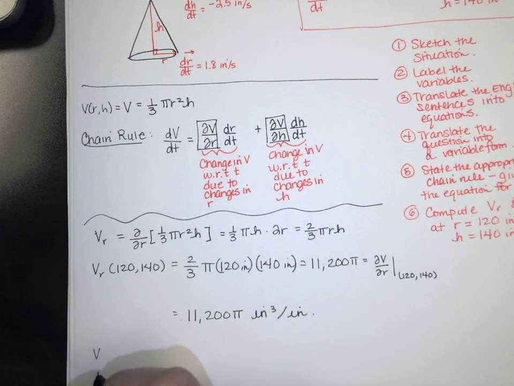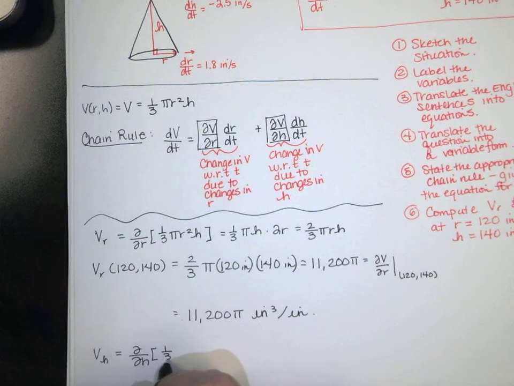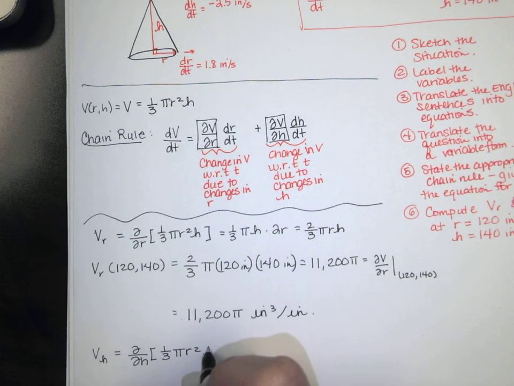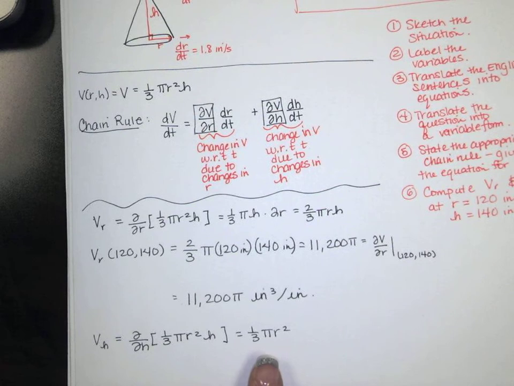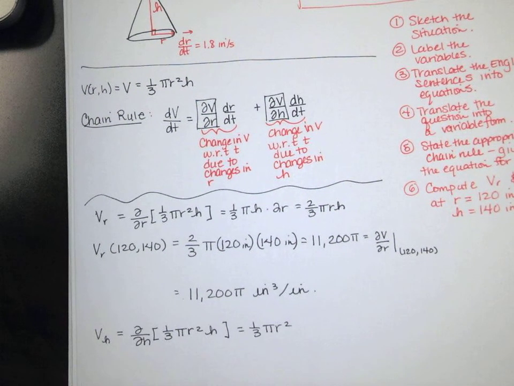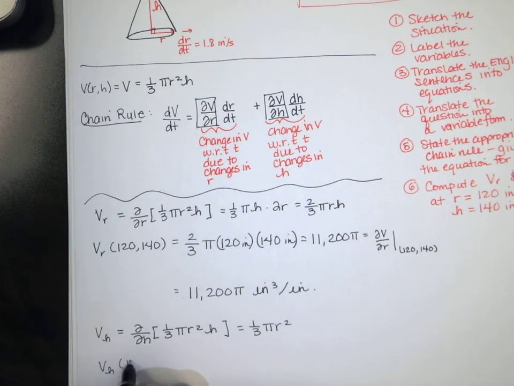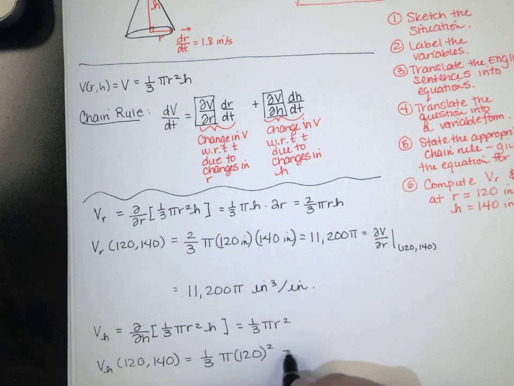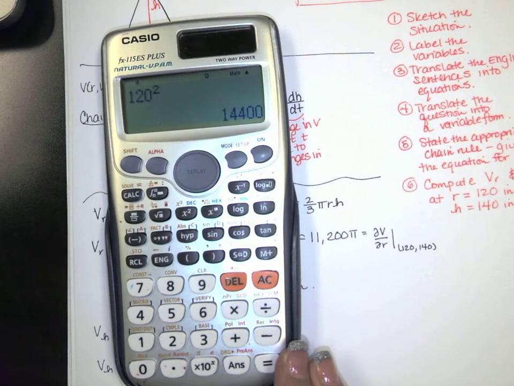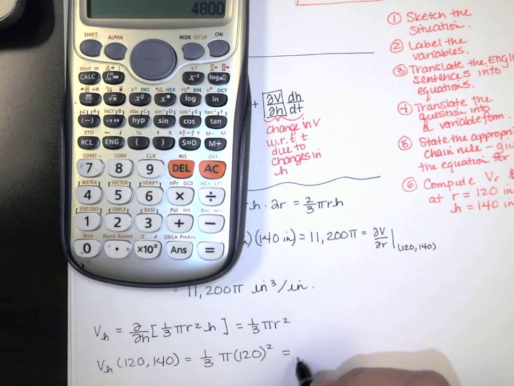Okay, now I also want to calculate the change in volume with respect to height. So I take the partial with respect to height of 1/3 pi r squared times h. Now this is just a constant times h. The derivative of a constant times h is just my constant. And then I evaluate that at the particular radius and height that we were given. And again, I need the appropriate units. So I've got 120 squared, excuse me, that I'm dividing by 3. So I get 4,800 pi.